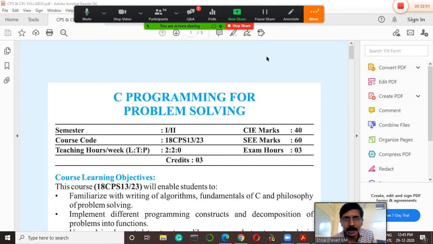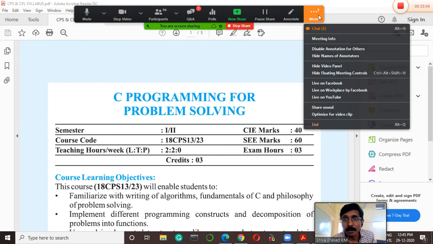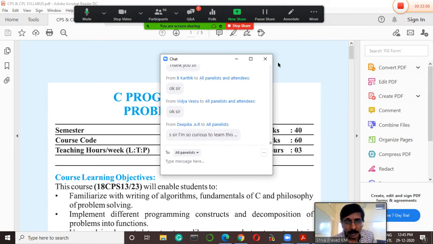If you want to get placed in any of the good companies, C language is a must, irrespective of your branch. Okay, so this is what this particular syllabus is about. Okay, and is there anything else that you want to discuss about it?